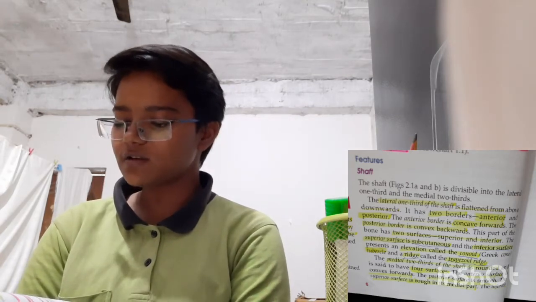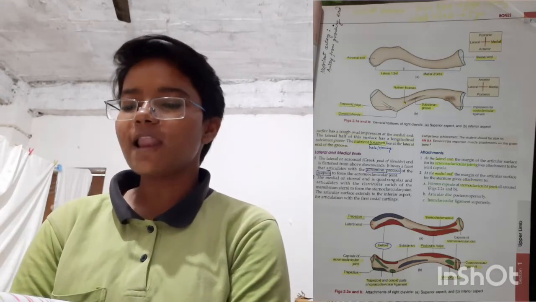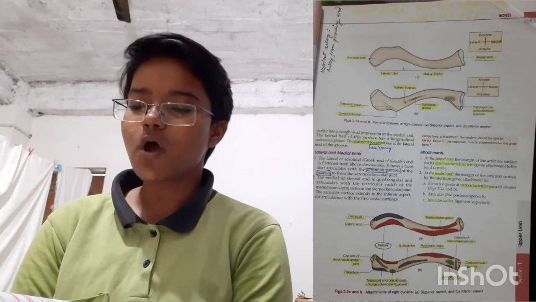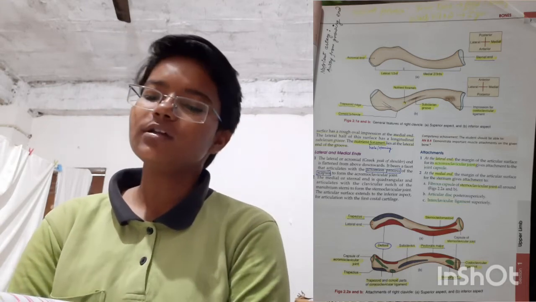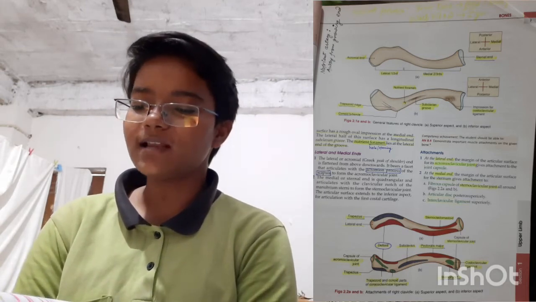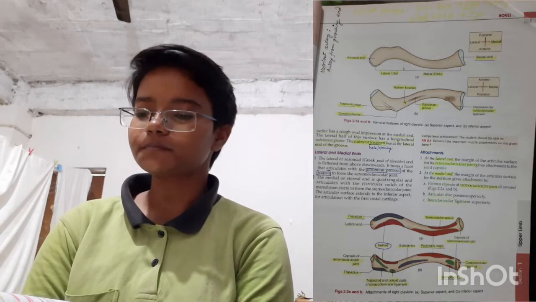The anterior surface is convex forward. The posterior surface is smooth. The superior surface is rough in its medial part. The inferior surface has a rough oval impression at the medial end. The lateral half of this surface has a longitudinal subclavian groove. The nutrient foramen lies at the lateral end of the groove.